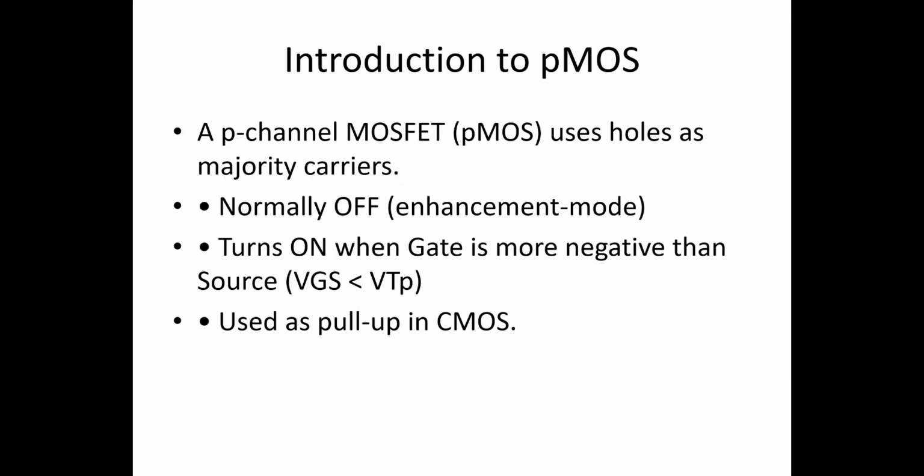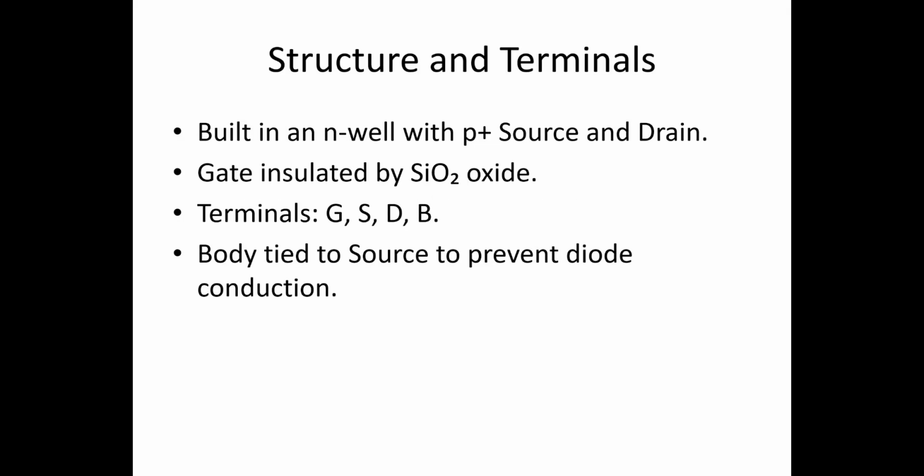So, what is PMOS? A PMOS is a MOSFET that uses holes to carry current. In most cases, PMOS is normally off. To turn it on, we make the gate lower than the source. In simple words, gate more negative, PMOS on. PMOS is very important in CMOS circuits. It is usually the pull-up transistor.